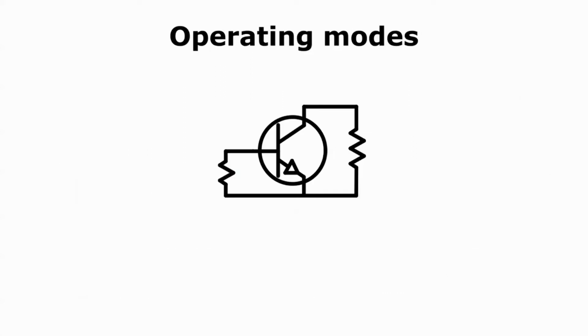NPN and PNP transistors can operate in different modes. What's a mode? We often think about a transistor as an amplifier, which takes a small input signal and amplifies it into a big output signal. This is called a transistor's linear mode.